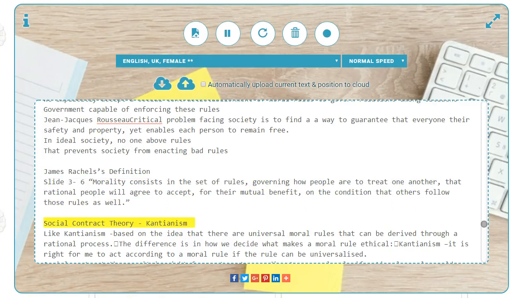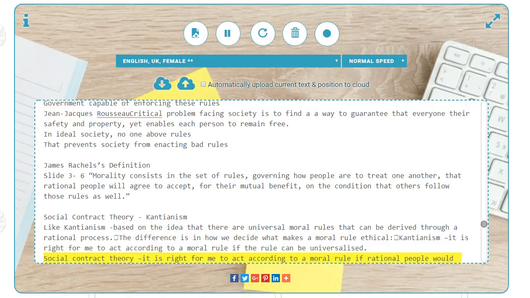Social contract theory and Kantianism. Like Kantianism, it is based on the idea that there are universal moral rules that can be derived through a rational process. The difference is in how we decide what makes a moral rule ethical. Kantianism: it is right for me to act according to a moral rule if the rule can be universalized.